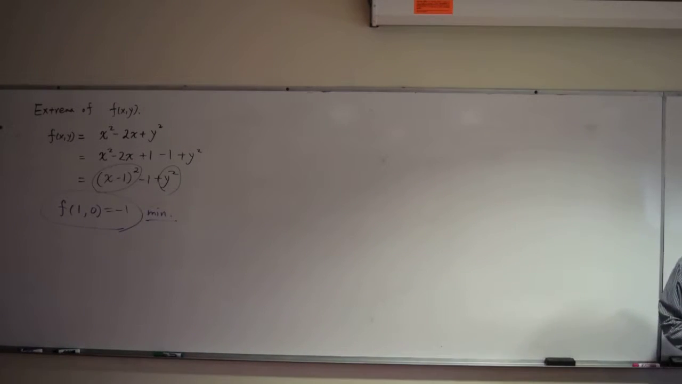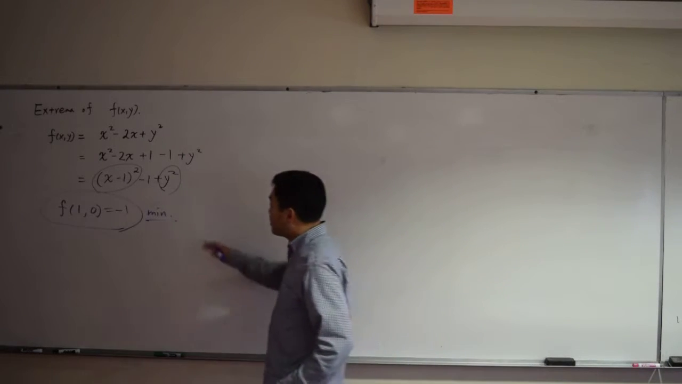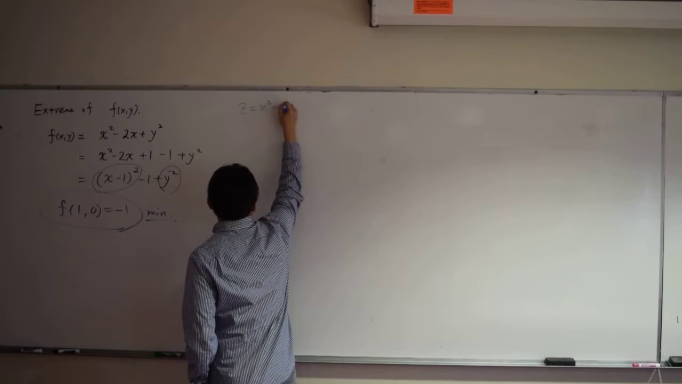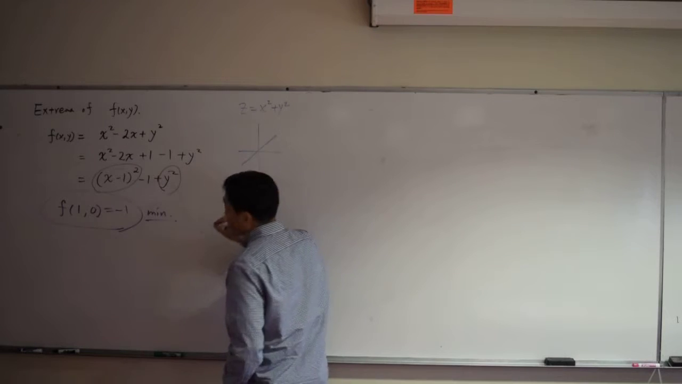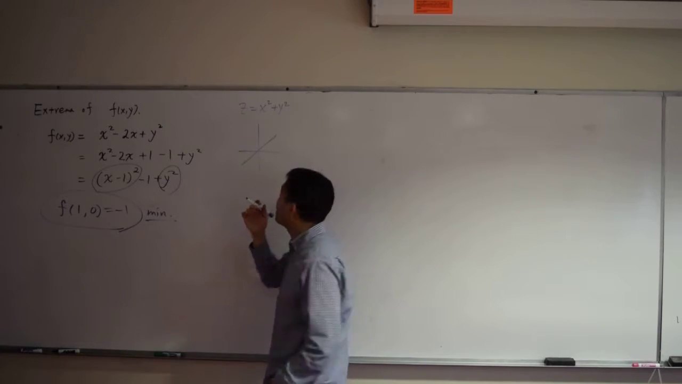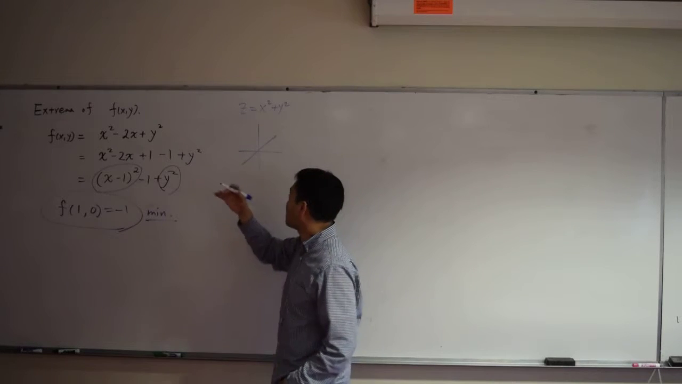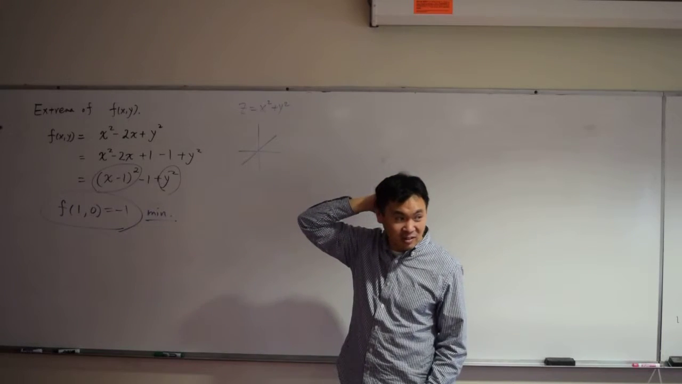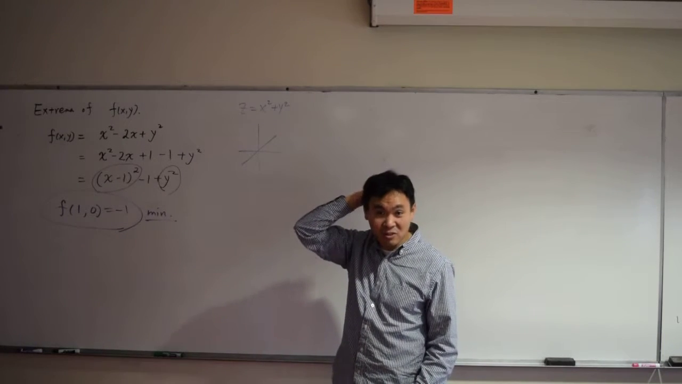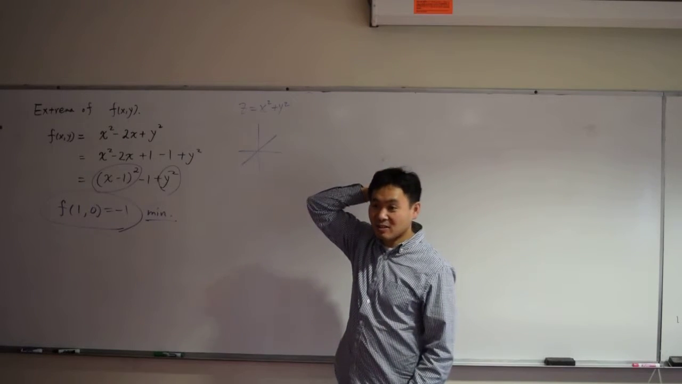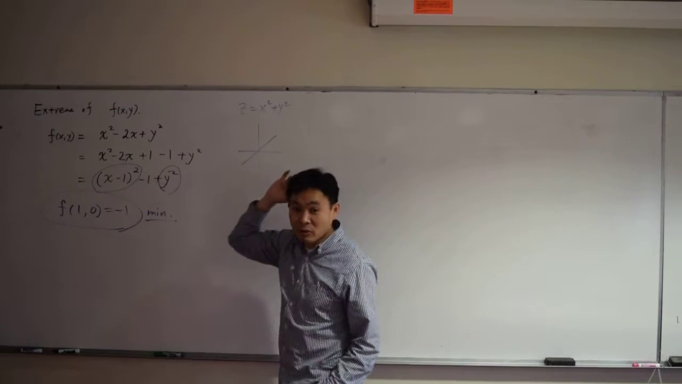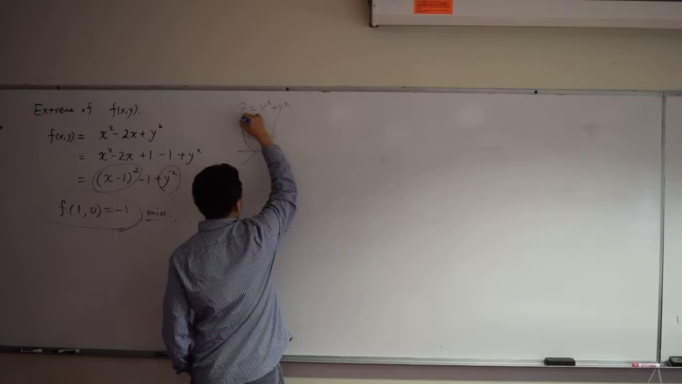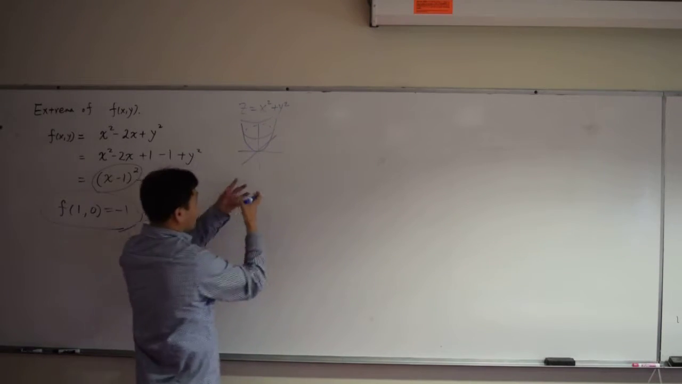Now, how do we use calculus? First, let's try to imagine the graph of this thing. Now, z equal to x squared plus y squared. What kind of surface is this? Its level curves are circles, but circles are curves, not surfaces. What kind of surface is it? A paraboloid, right? So it's like this. It's a paraboloid.